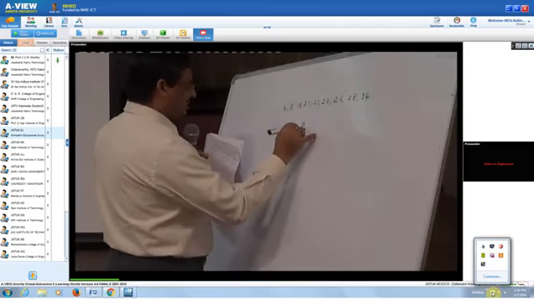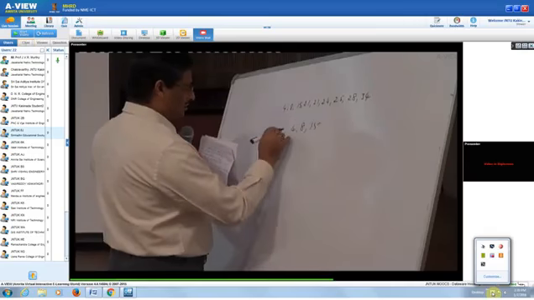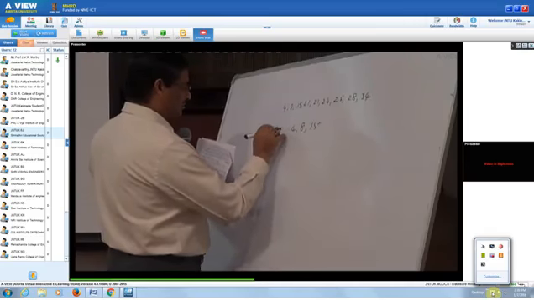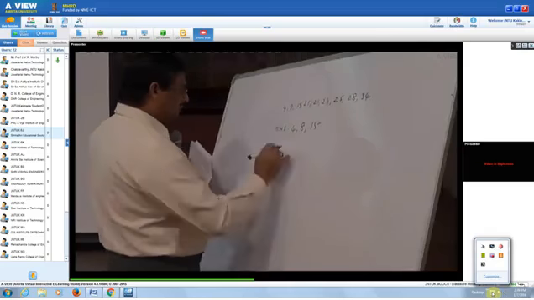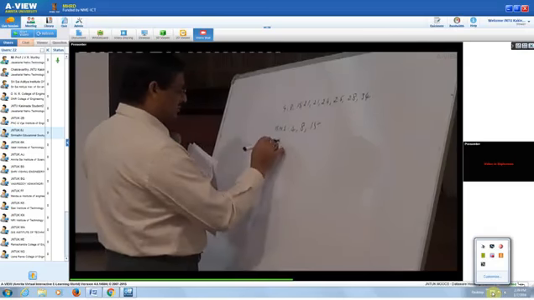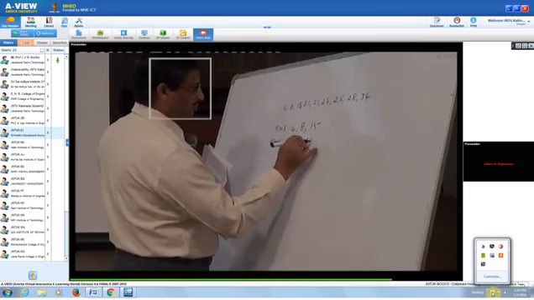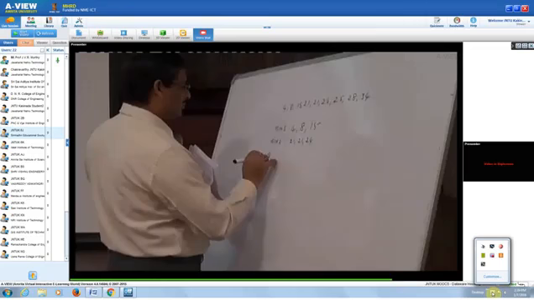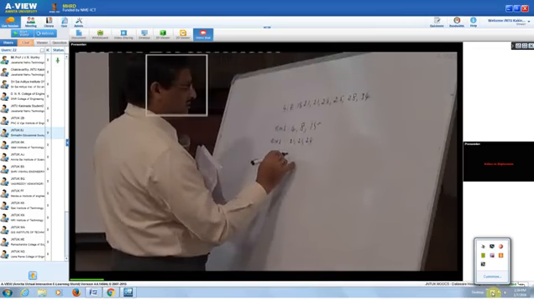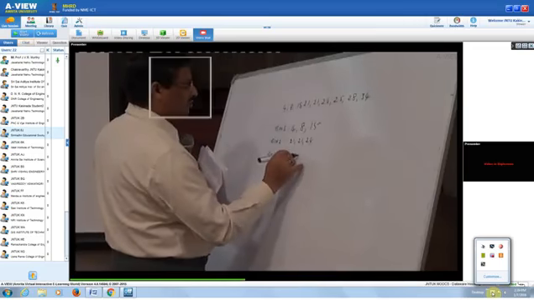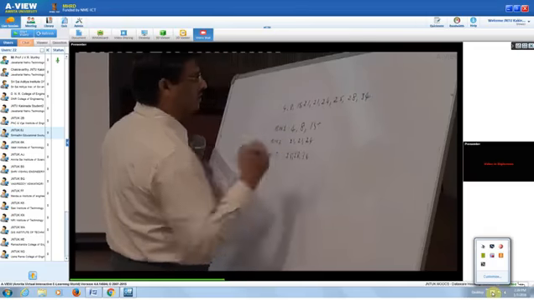4, 8, 15 in the first bin. The second bin is 21, 21. Bin 3 is 25, 28, 30. Now you may ask me a question. How do you decide the bin size? How do you divide this into different bins?